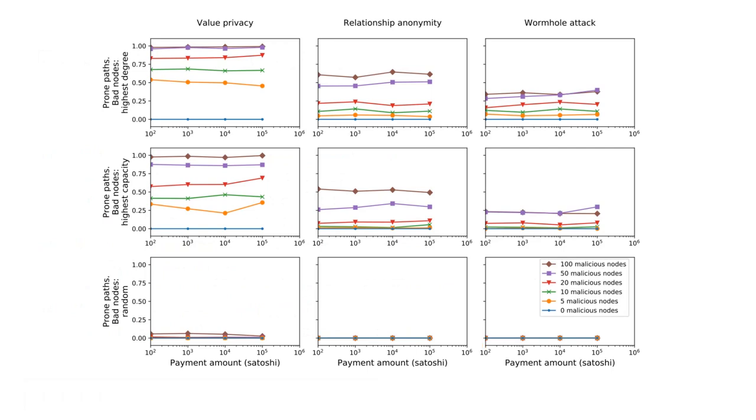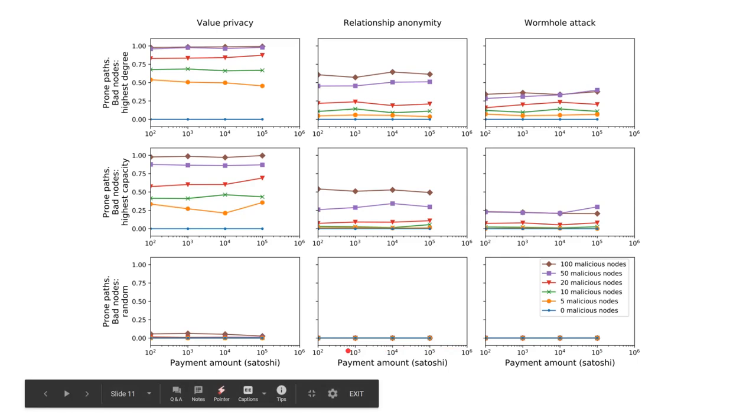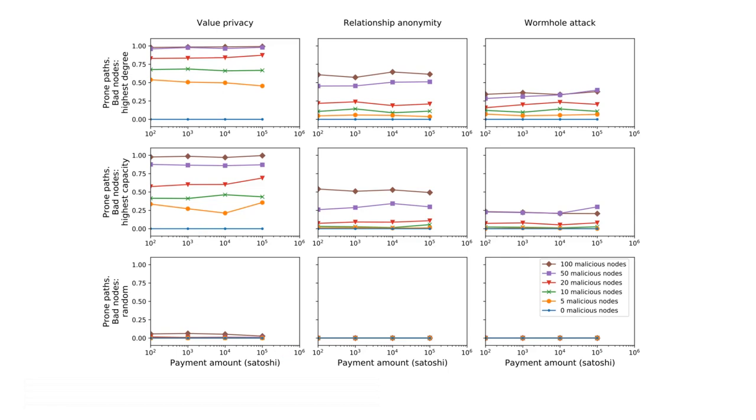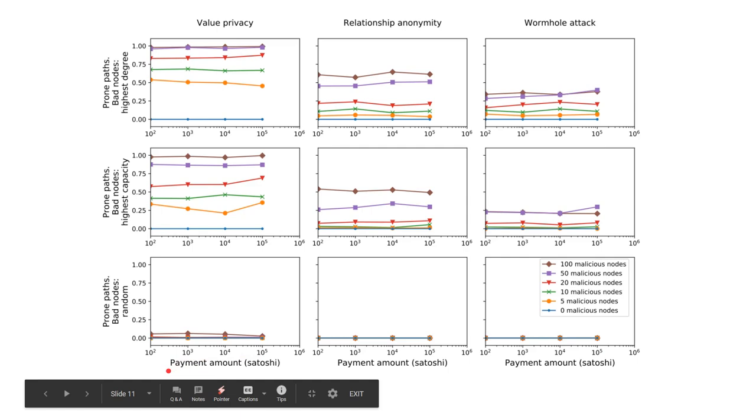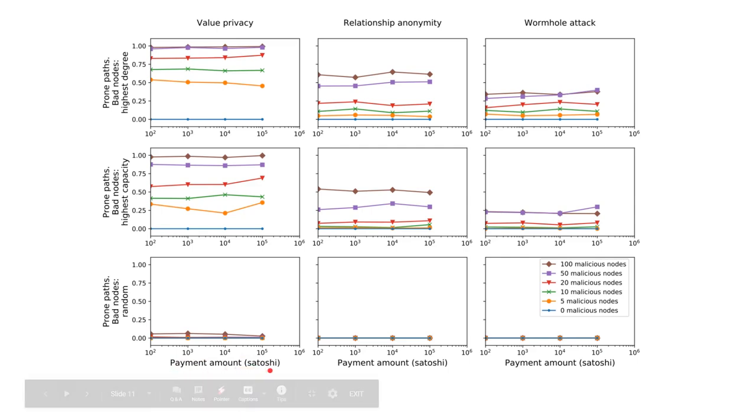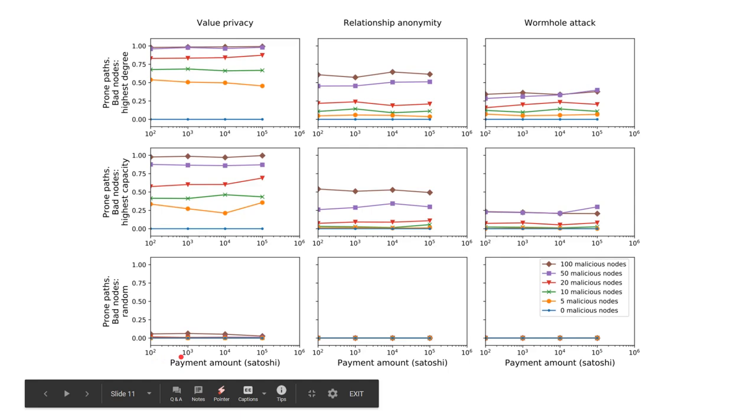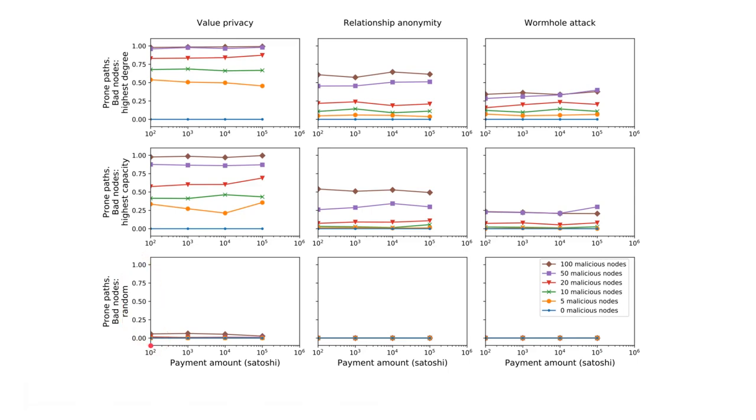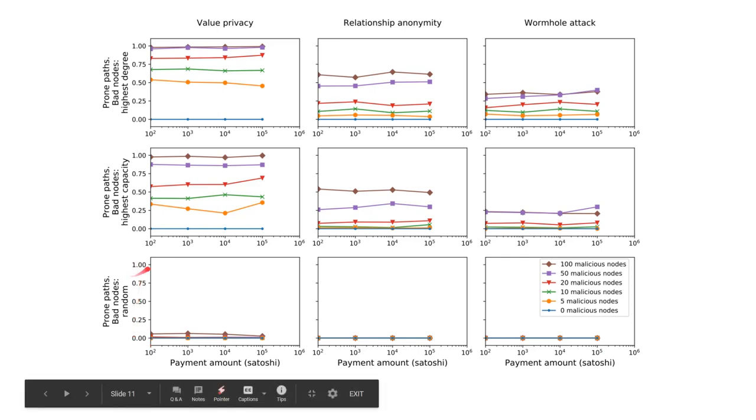So this slide represents our main results, and let me spend some time explaining this because it may not be obvious from the first glance. We have these nine subgraphs, and each subgraph contains the x-axis, which represents the payment amount in satoshis from 100 to 1,000, 10,000, and 100,000. And the y-axis shows the share of paths between a random sender-receiver pair that are vulnerable to an attack, from 0% to 100%. The three columns correspond to the three attacks.